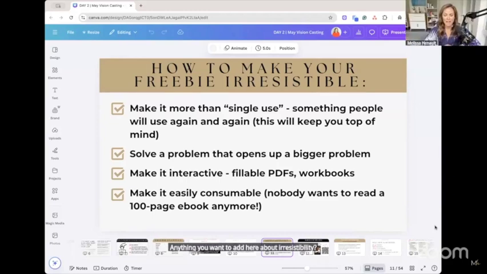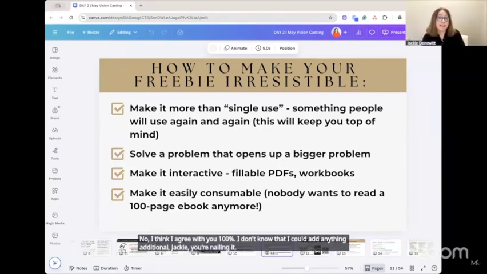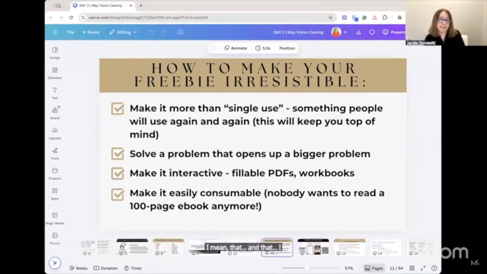Anything you want to add here about irresistibility? No, I think I agree with you 100%. I don't know that I could add anything additional, Jackie. You're nailing it.